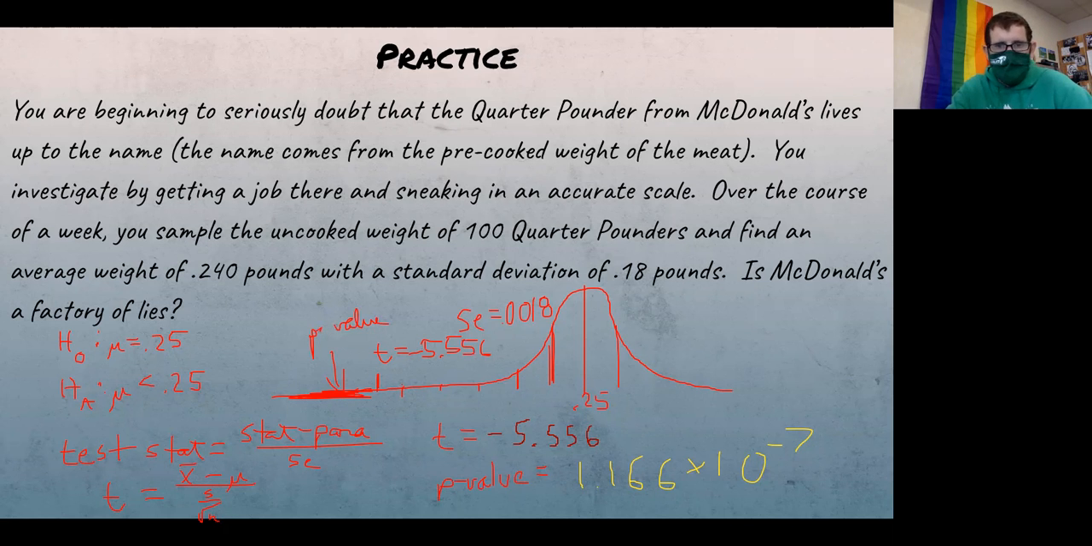So at this point, do we reject or fail to reject the null hypothesis? Reject. We reject that null hypothesis. So to verbalize what I might write down: because our p-value is less than the significance level, we reject the null hypothesis. There is convincing evidence that hamburger patties at McDonald's weigh less than a quarter pound.